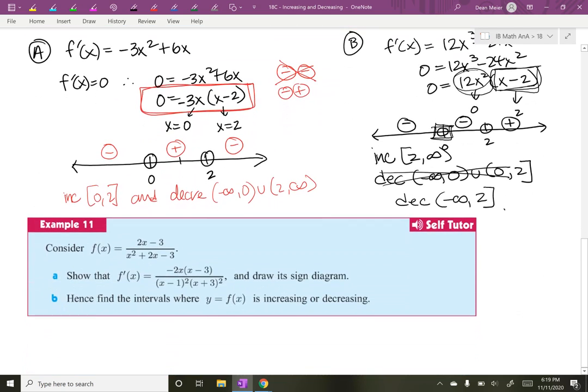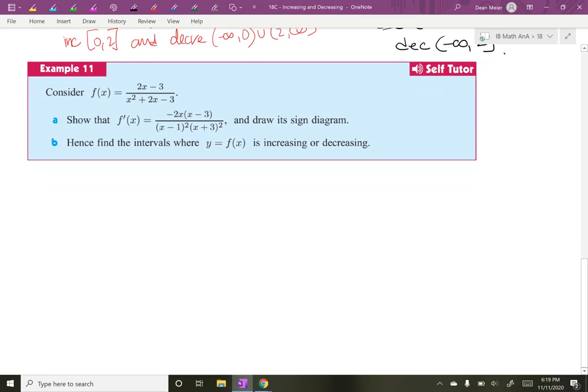All right. What about 11? 11 now, they're going to say, hey, show us that. So now they're going to crank it up on us, right? They're going to crank it up on us and make it a little more challenging. So the first thing they want us to do is find the derivative. So that looks like the Lodi-High rule. So I will do that.